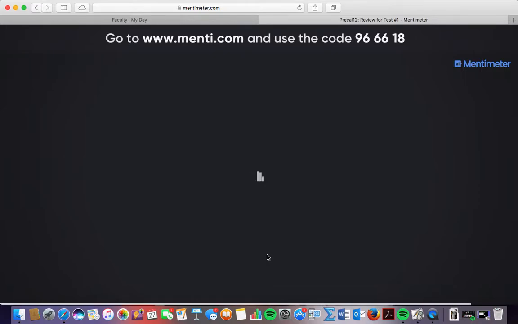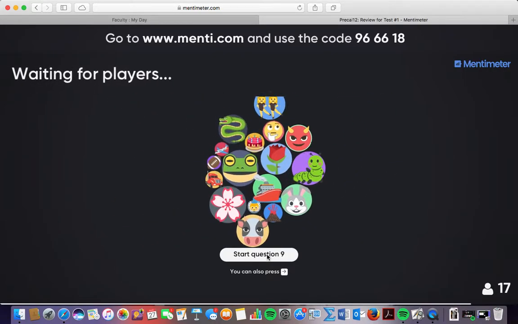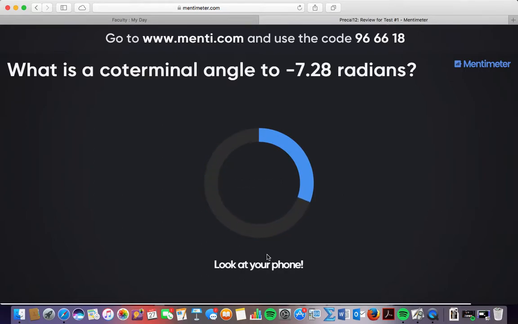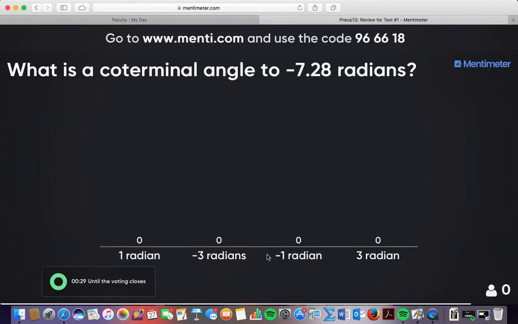Let's go to the last question. This will be the last one. Here we go. And then we'll be out of here. What is a coterminal angle to negative 7.28? There's a bunch of right answers. I get that. But there's one specifically that you're looking for. It's a tough one. Some of you may know this one. Again, we'll finish off with this one.